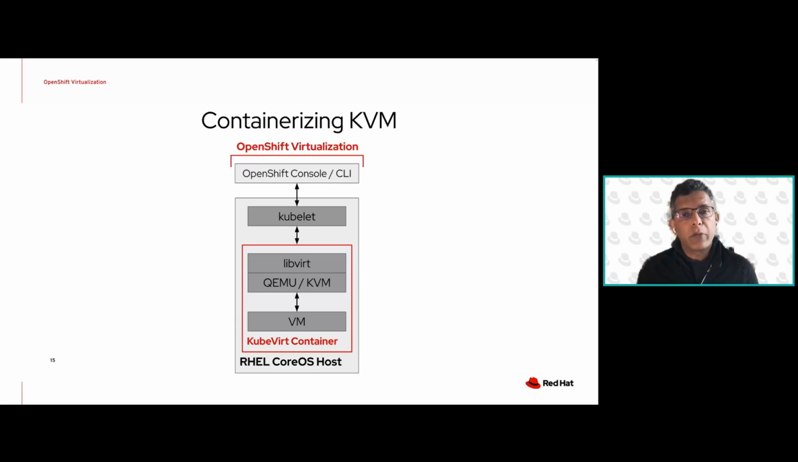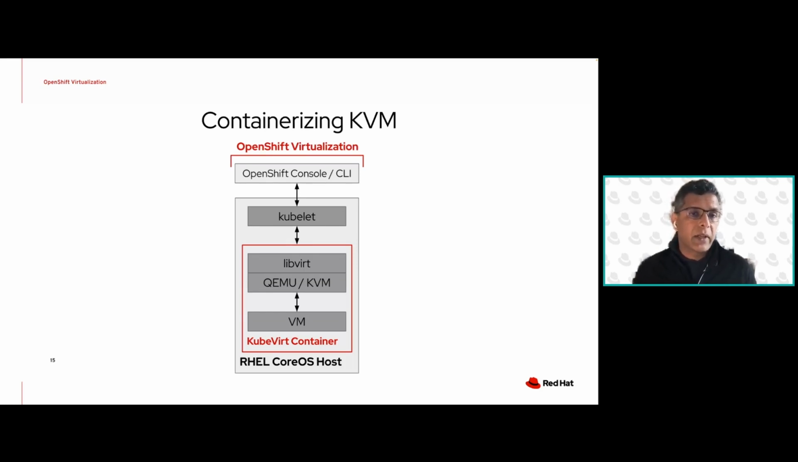Once you have that, your existing virtual machines can be migrated from any other platform. This could be VMware, Red Hat Virtualization, or even OpenStack for that matter. And we have tools for that. These are free, very intuitive tools that you can use to migrate from those platforms onto OpenShift virtualization.